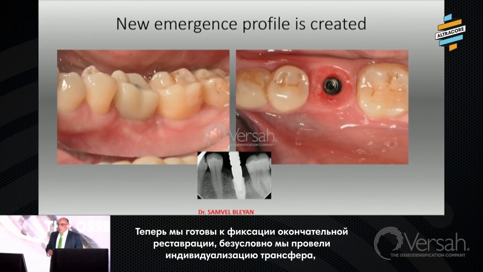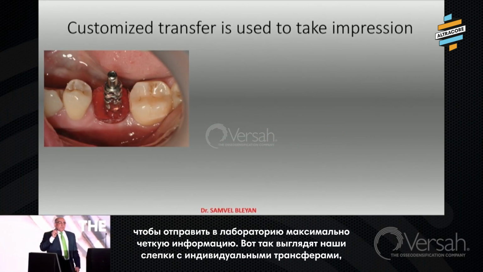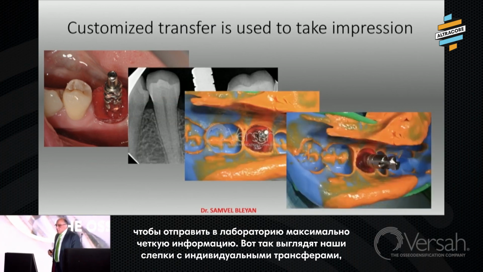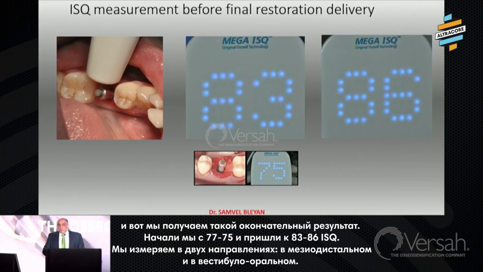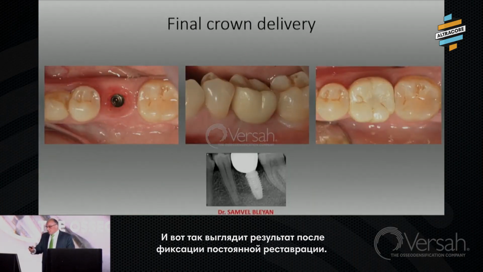Now we are ready to deliver our final restoration. We, of course, customize the transfer to be sure that we send to the laboratory very precise data. This is our impression with customized transfer. And final data. You remember? We began from 77, and 2 months later, 83, 86. This we always check in 2 dimensions, mesiodistal and vestibulolingually. This is final crown delivery. It's beautiful.